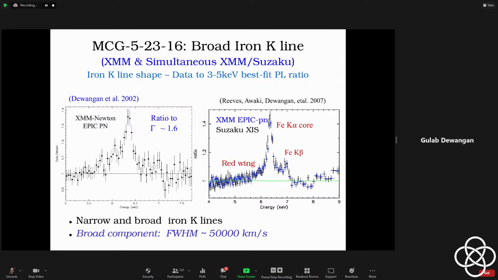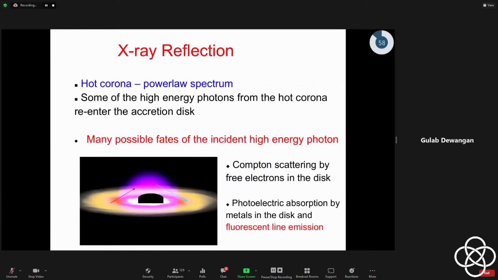This is the same broad iron line, but with different observations, much higher signal to noise. So you see this iron K-alpha line as well as K-beta line, and this broad line with this red wing. So one question, obviously, you may think: why such a large width? So we will see how the large width can actually result from AGNs.